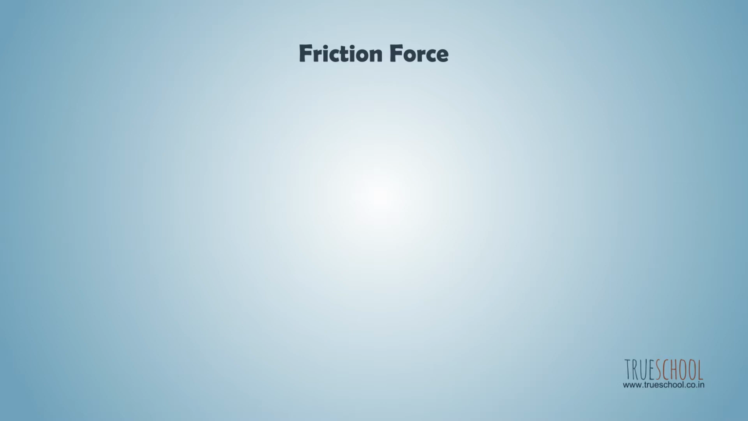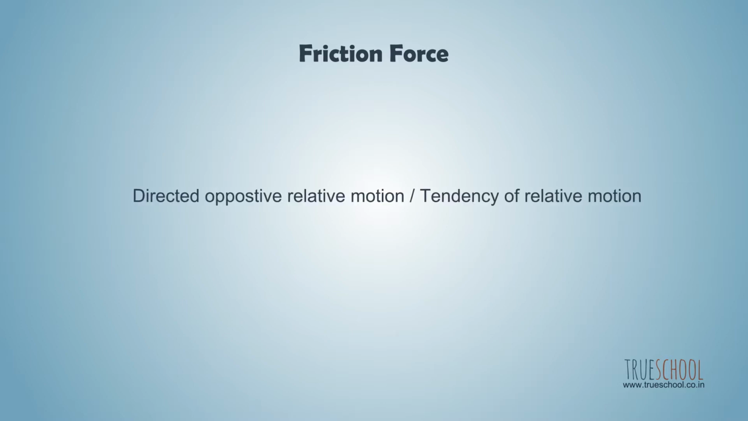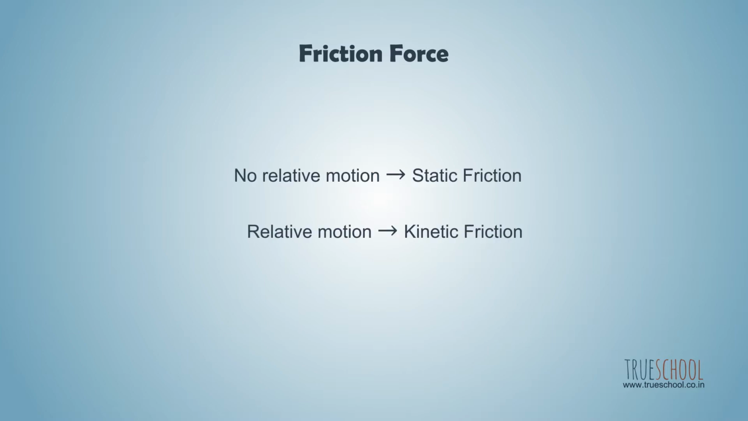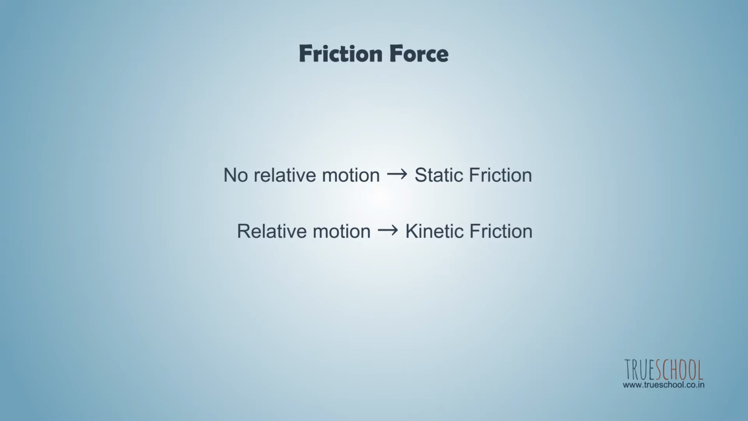Till now, we have understood these important points about friction. It acts in a direction such that it opposes relative motion or tendency of relative motion. Static friction is equal to the force which causes this tendency of relative motion. There is a limit to the amount of static friction a surface can apply on an object. And once the object starts moving, we say kinetic friction is acting.